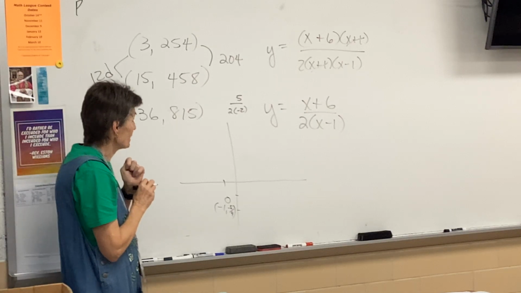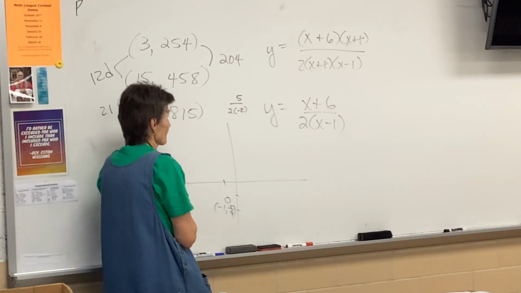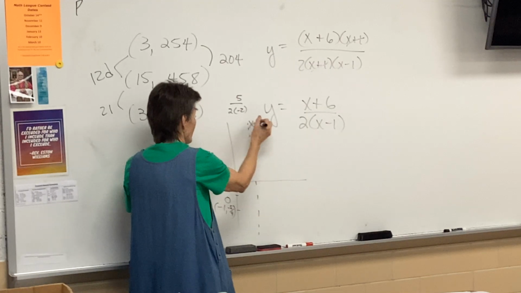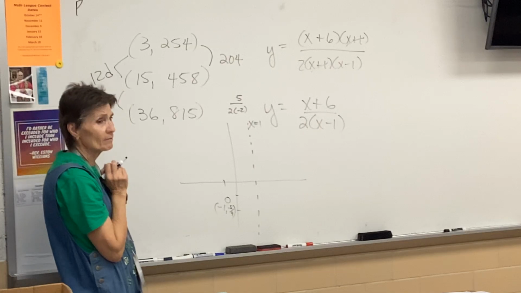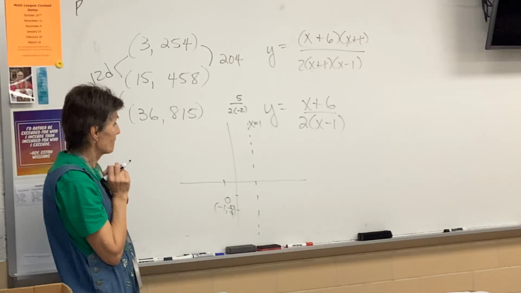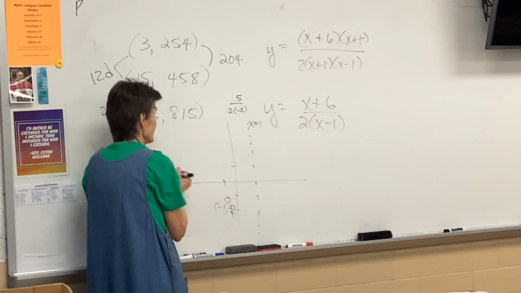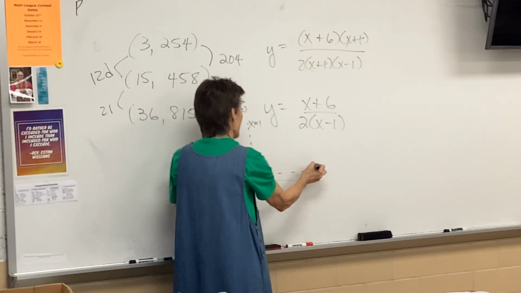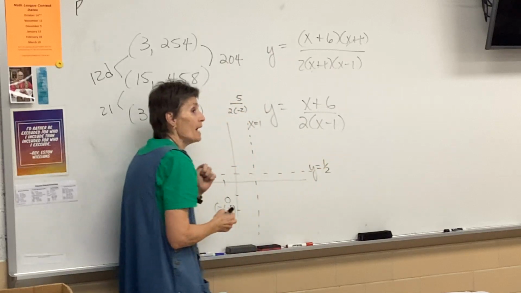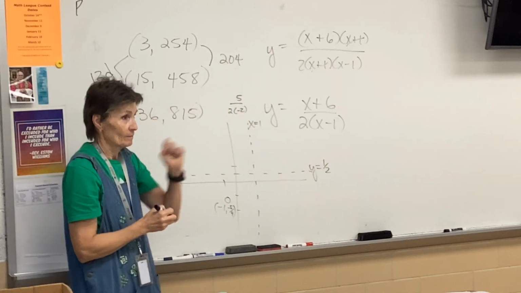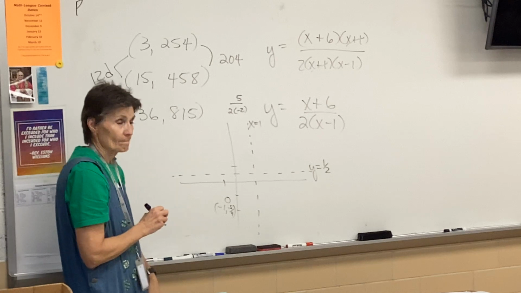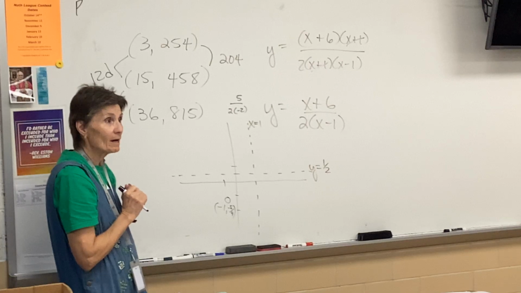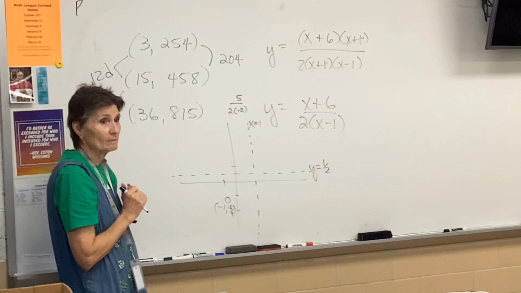All right, what else can you tell me about my picture? I have a vertical asymptote at 1. That's where I'm undefined. Where's my horizontal asymptote? 1/2. And how do I know it's horizontal? That's an end behavior asymptote. How do I know it's 1/2? Because the x's on the top and the bottom both have the same degree. Yeah, that's right.